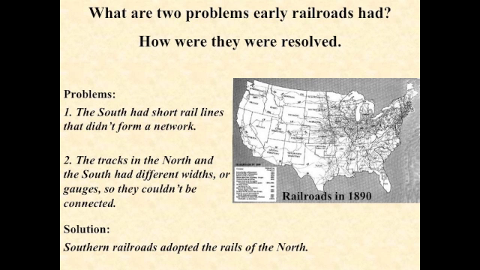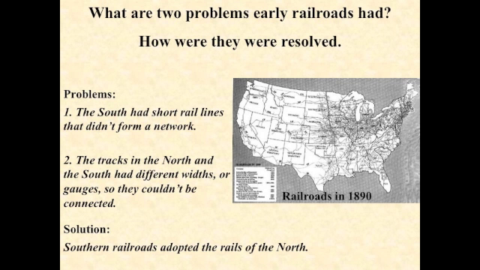Two of the early problems that railroads had was the fact that the South didn't actually have railroads that formed a network. You had railroad lines that just went from point A to point B, but they didn't actually connect in the way that the North connected. The tracks in the South were also different sizes, different widths, so if they wanted to connect Southern railroads to Northern railroads, they actually couldn't because the train cars couldn't drive on both of the railroads.